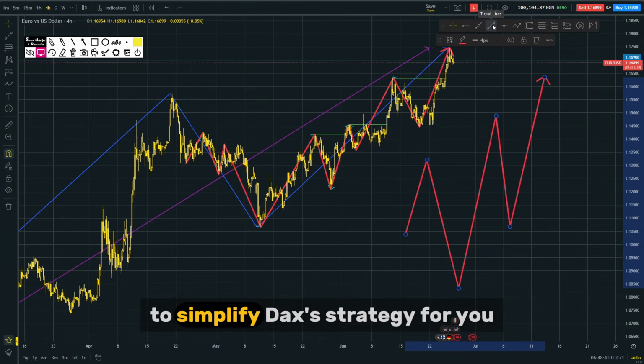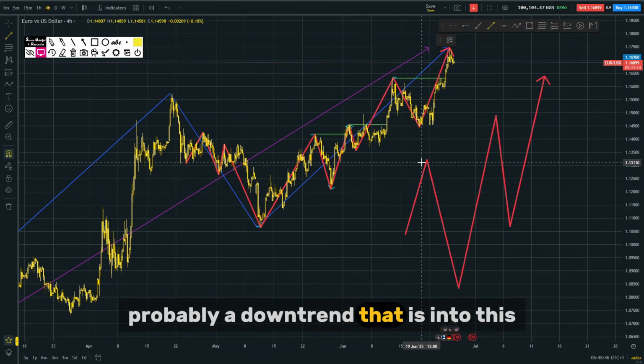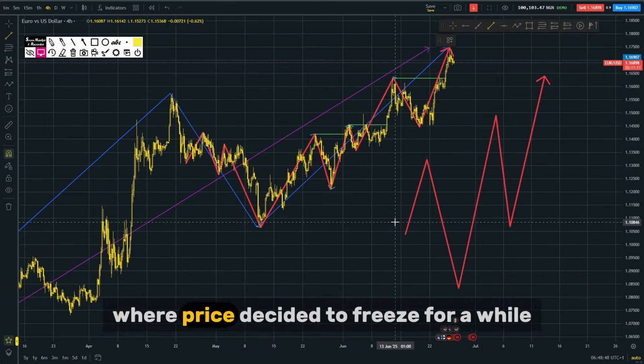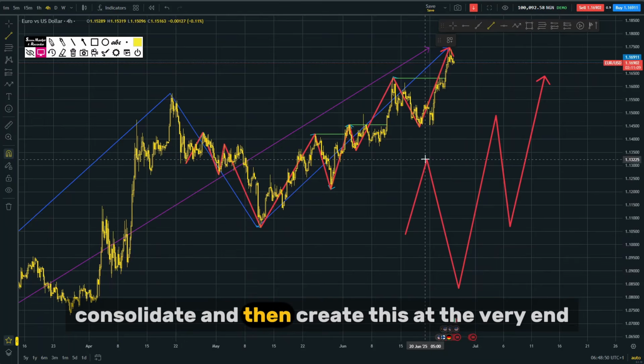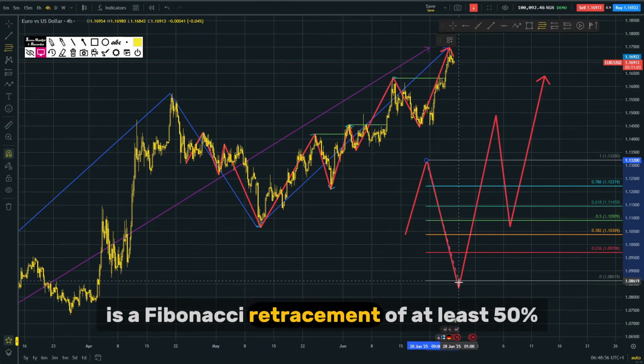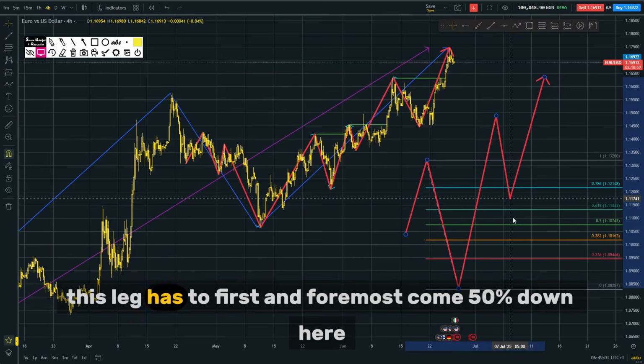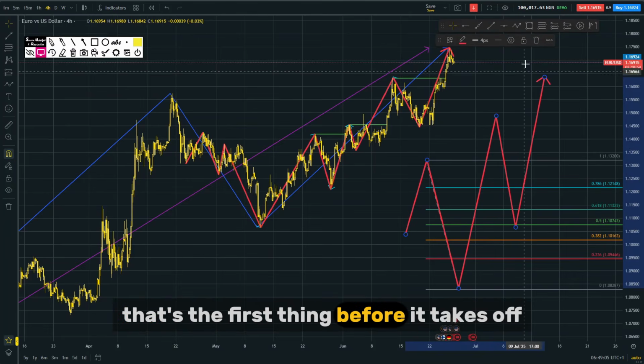To simplify DAX's strategy for you, you need a downtrend, probably a downtrend that leads into this. It could even be an uptrend where price decided to freeze for a while, consolidate, and then create this at the very end. What you are looking for first and foremost is a Fibonacci retracement of at least 50% from this leg. This leg has to first and foremost come 50% down here. That's the first thing before it takes off.